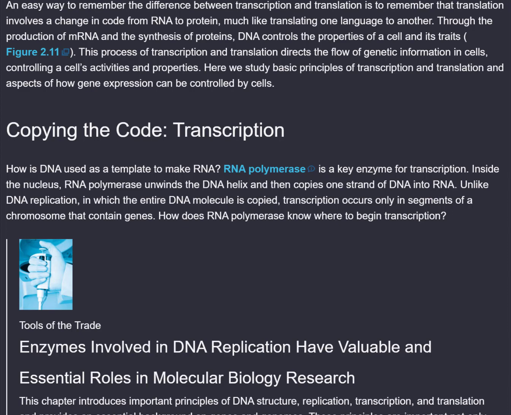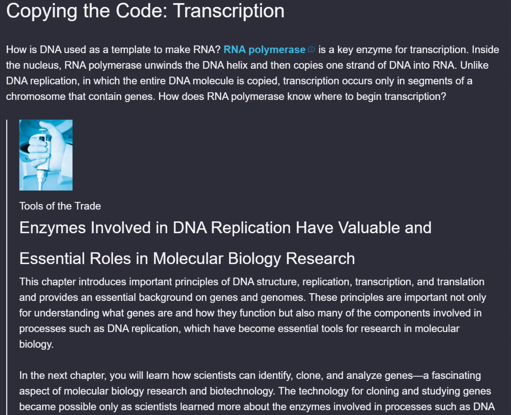Through the production of mRNA and the synthesis of proteins, DNA controls the properties of a cell and its traits, Figure 2.11. This process of transcription and translation directs the flow of genetic information in cells, controlling a cell's activities and properties. Here we study basic principles of transcription and translation and aspects of how gene expression can be controlled by cells.